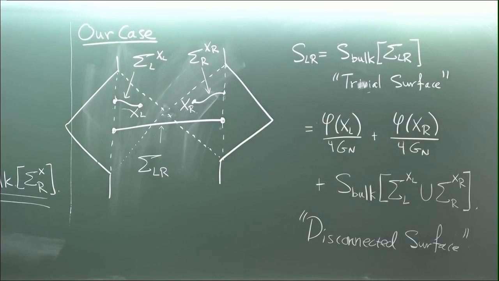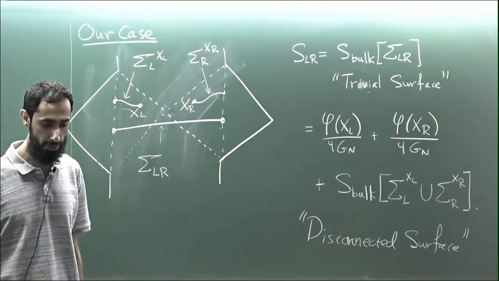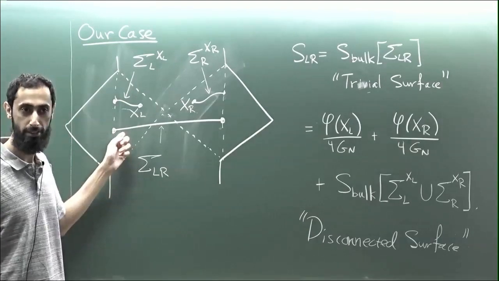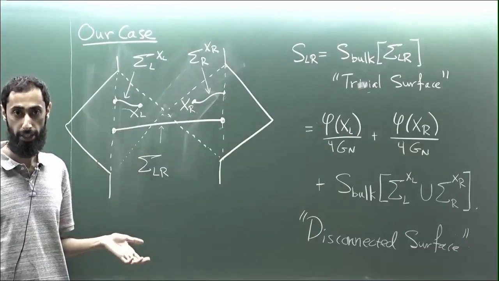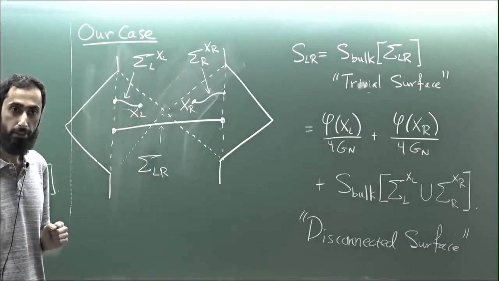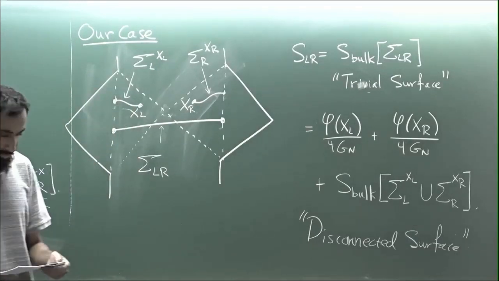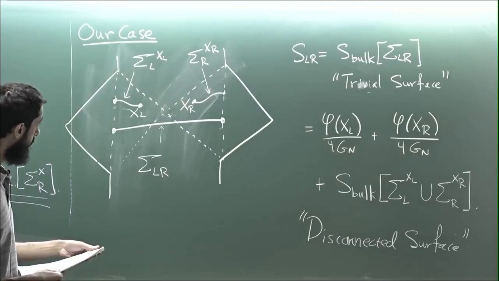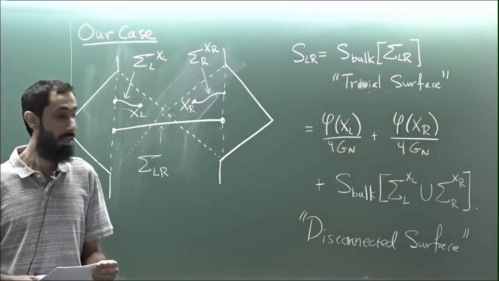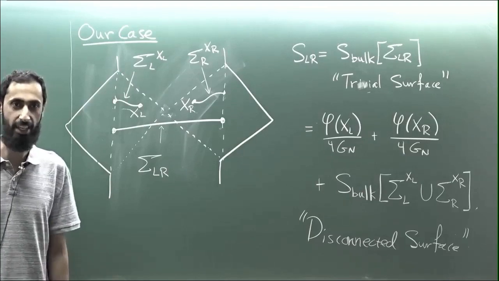So the thing you're supposed to extremize over is the location of X. The trivial surface has no X, so the trivial surface is automatically extremal, or quantum extremal. But this one we need to extremize over the locations of X. The trivial surface just gives you the zero. Not in this case. It gives you this. Exactly.